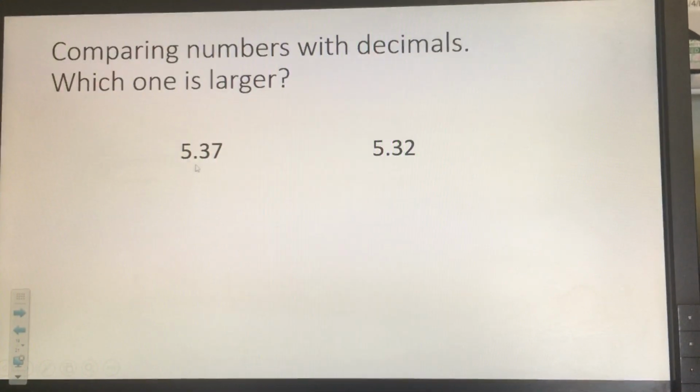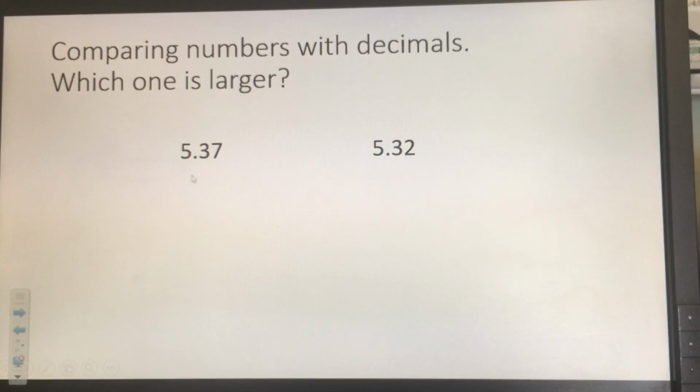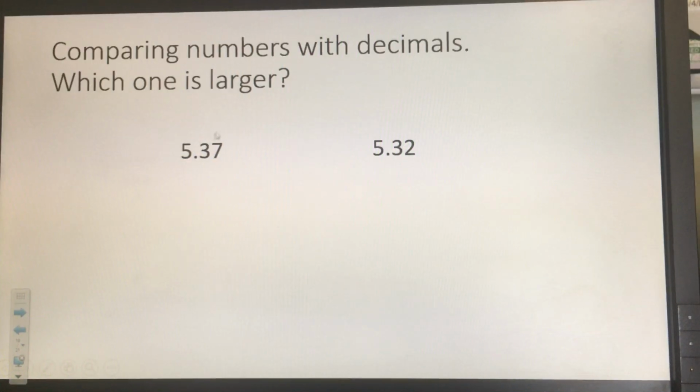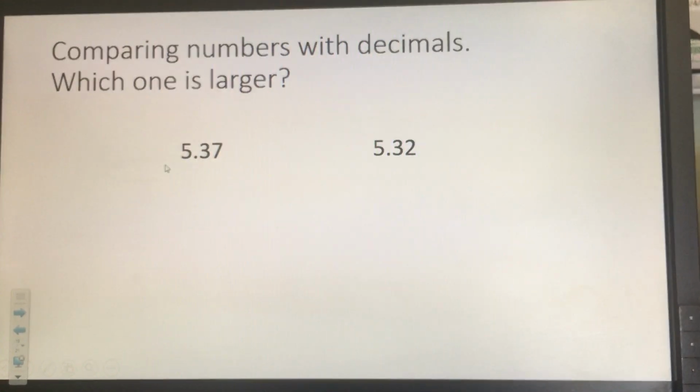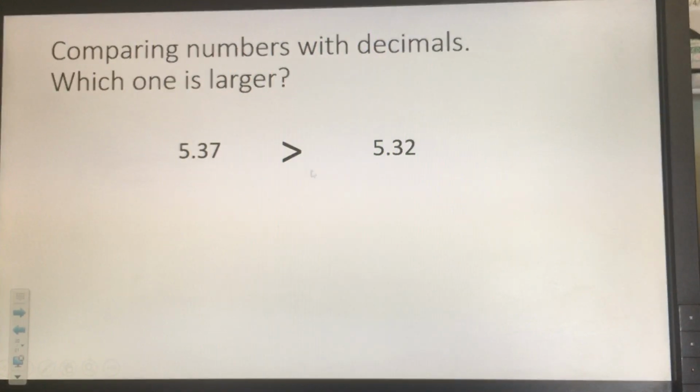2 more numbers, 5.37 and 5.32. They both have the same amount of ones. So I'll move to the tenths. Now they both have the same amount of tenths, 3. So I'll move to the hundredths column to compare them. This one has 7 hundredths and this one has 2 hundredths. So this number is larger because it has more hundredths. 5.37 is greater than 5.32.